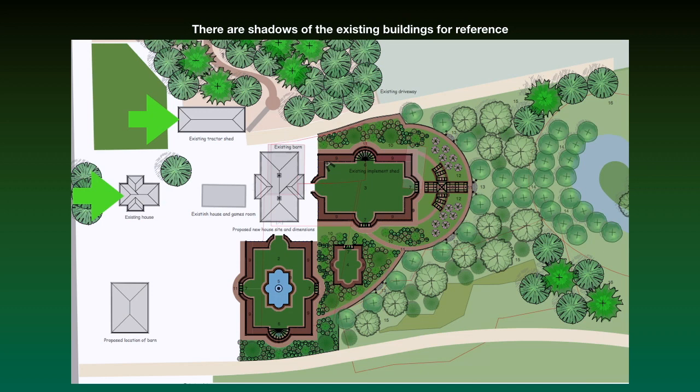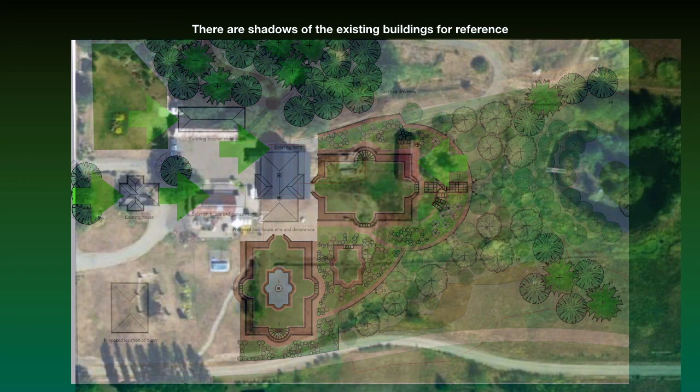To give them a better idea of where this would sit on the land, we actually imposed the plan over existing buildings. You can see the existing house, there's an existing tractor shed, there's an existing game room, existing barn, an existing implement shed. This kind of gives them an orientation and a feel for where the gardens and the spaces are going to be. And lastly, we just superimpose it over Google Earth to even give them a better idea.